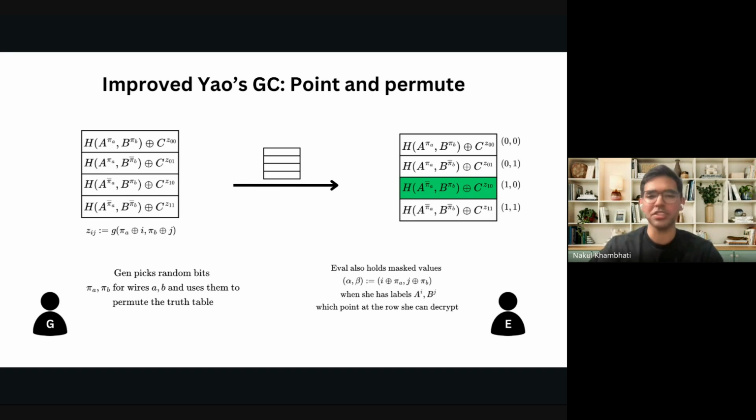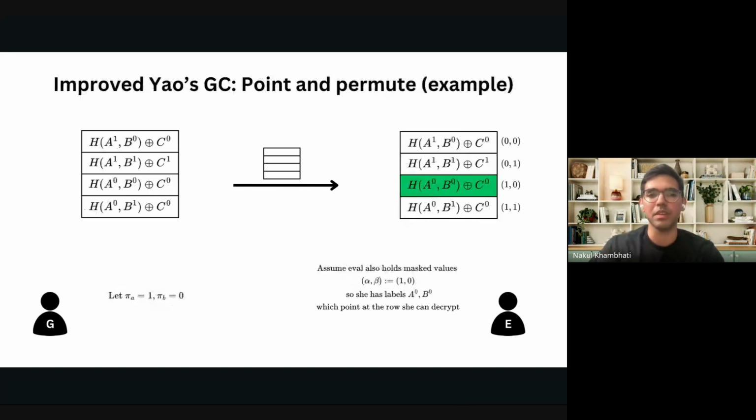It's best to see an example here. So let's quickly walk through one example. Say that the gobbler sampled pi A is equal to 1, pi B is equal to 0. So we flipped the first two and last two rows, but we've kept the odd and even rows unswapped. And assume that the evaluator also holds masked values. So suppose she ended up with labels A0, B0 here. With the permutation bits that we've set, this would correspond to masked values 1 and 0. This corresponds to the third index of the encrypted table. And if you look at the third row here, this is exactly the row that she can decrypt with A0 and B0.